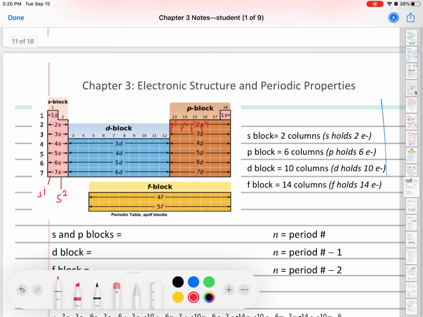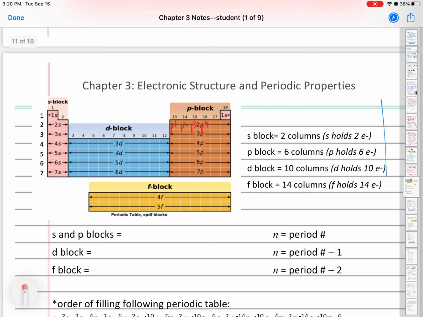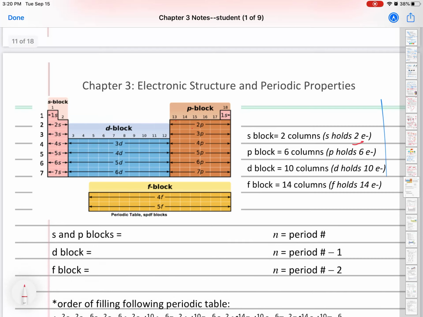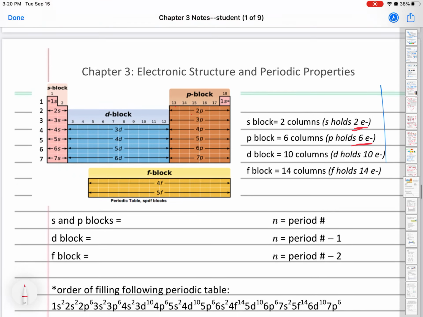The reason the S block is 2 columns is because the S sublevel only has 1 orbital and can only hold 2 electrons. The P block is 6 columns wide because the P sublevel has 3 orbitals and can hold 6 electrons, and so on. So there's a reason why these columns are in the numbers and the orders that they are.